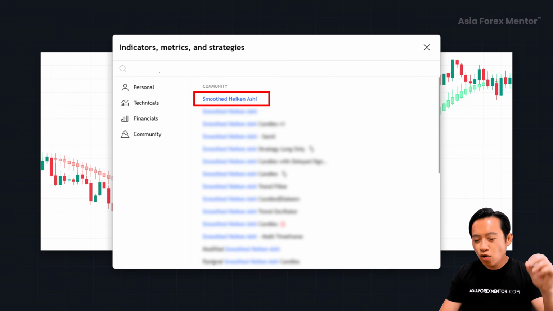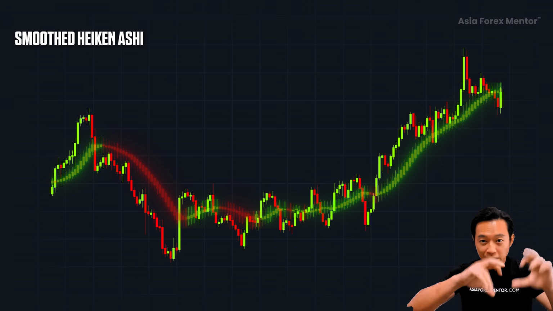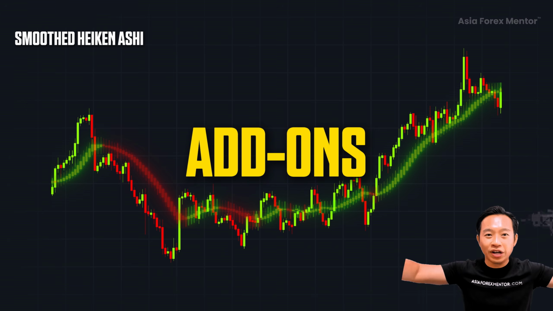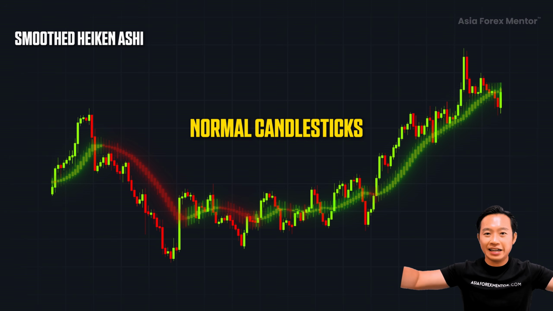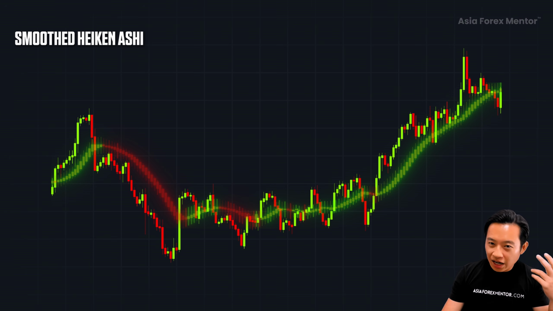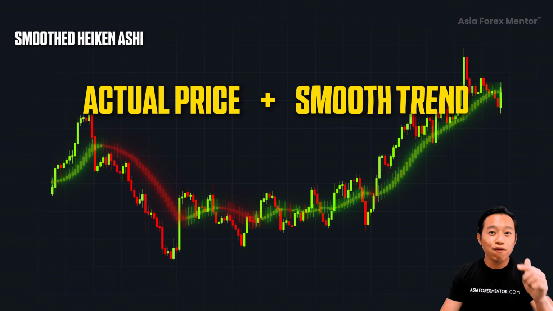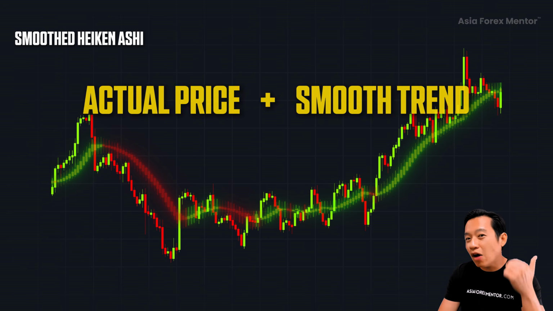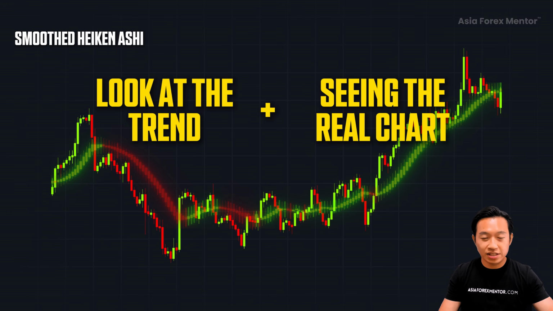Right, so the smooth Heiken Ashi now overlays the actual candlestick chart instead of replacing it. So it is an add-on. We are still having the normal candlestick chart, but it now adds the Heiken Ashi. This allows us to see both the actual price and the smooth trend itself. Now, this is going to be useful, isn't it? Because you now can look at the trend while still seeing the real candlestick chart itself.